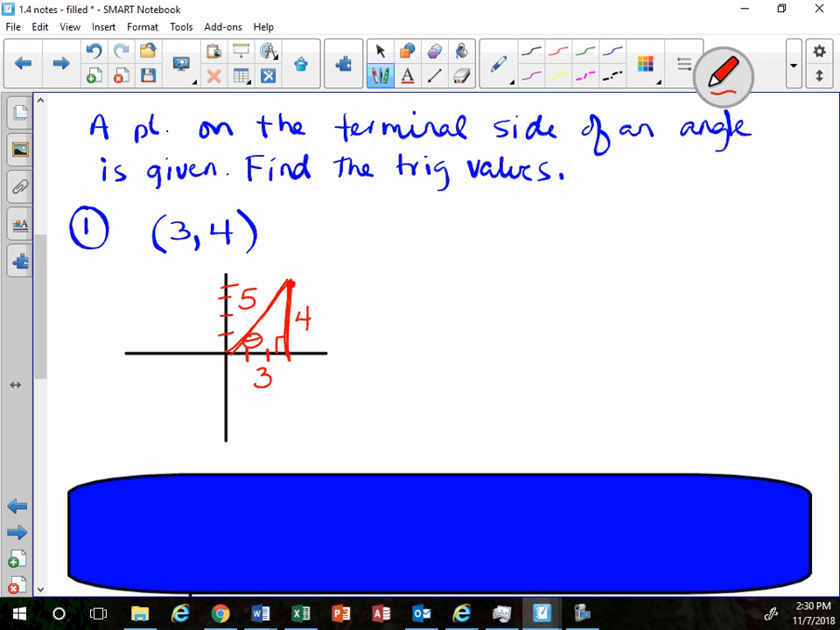What it means by find the trig values is: find the sine of theta, find the cosine of theta, find the tangent of theta, the cosecant of theta, the secant of theta, and the cotangent of theta. Okay, Vin, what's the sine of theta?